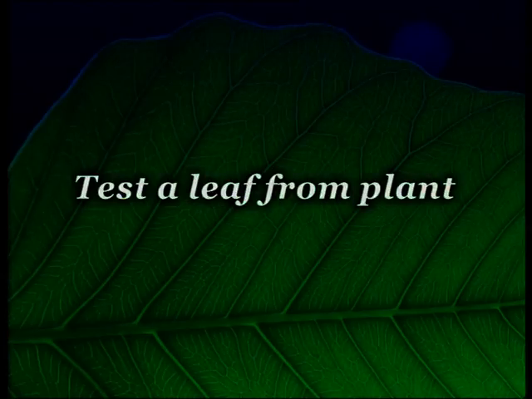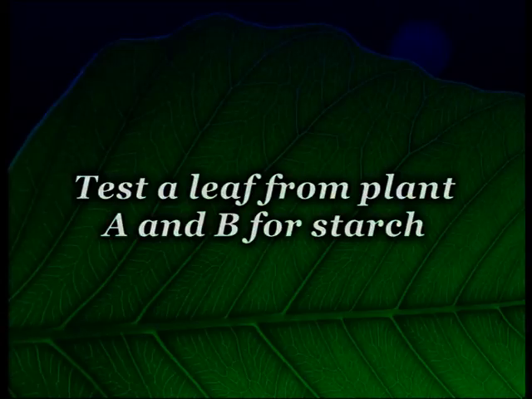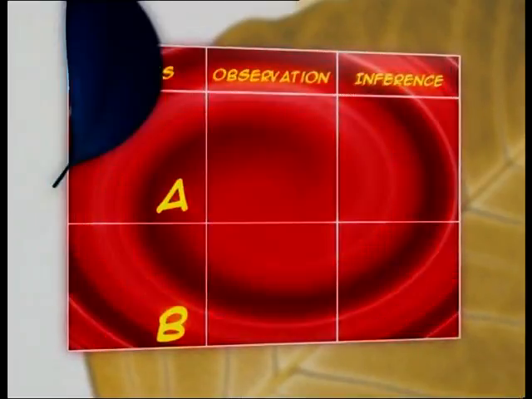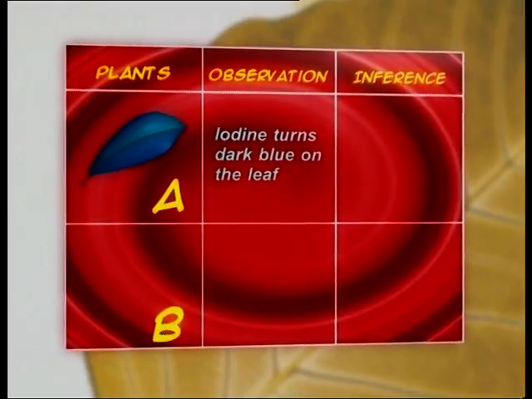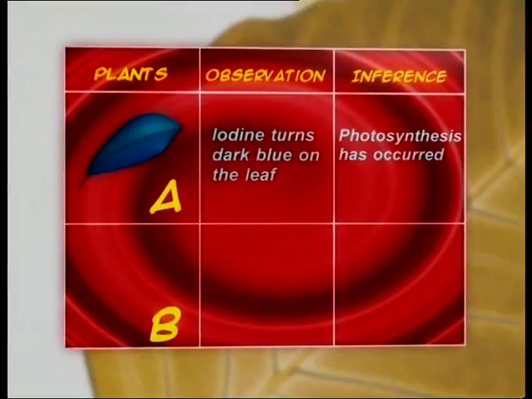Test a leaf from plant A and B for starch. Record your observations in a table. In plant A, the iodine turns dark blue on the leaf. This shows that photosynthesis has occurred.